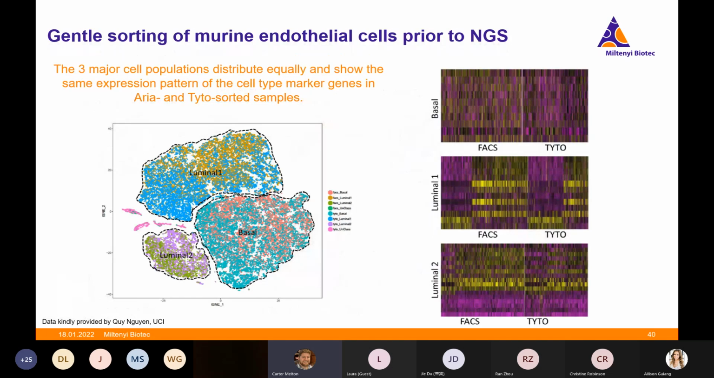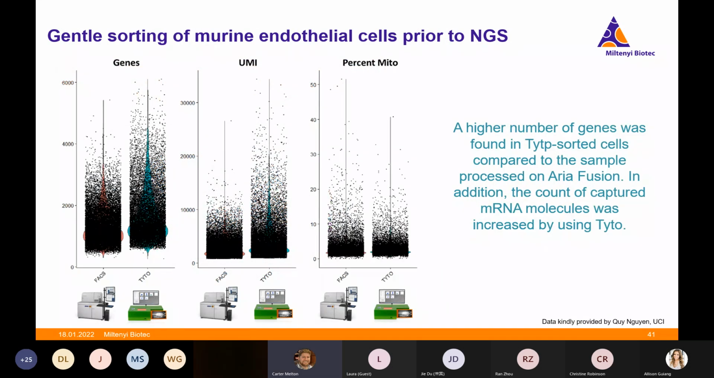So the next slide shows that both the Tyto and the MACSQuant did show the same 3 major cell populations: the basal, the luminal 1, the luminal 2. So we did have similar results in identifying these 3 major populations. However, on the next slide, you can see that we did capture a higher number of genes on the far left side. The Tyto captured more genes per cell and a higher UMI, or unique molecular identifier. So this is showing that the Tyto might have had a little higher quality than the FACS-based system due to that really low pressure, gentle sorting.